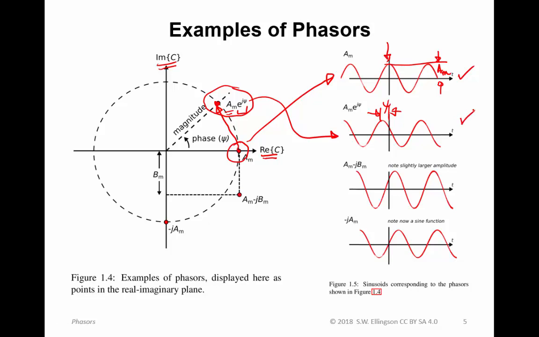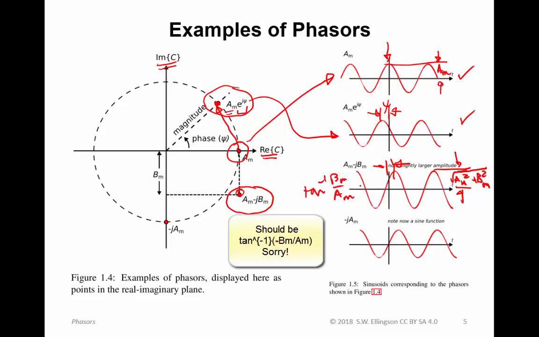A third example is this phasor here, A_m minus j B_m, and A_m and B_m we'll say are real valued quantities, both greater than 0. In this case, the magnitude of the sinusoid that this represents is the square root of A_m squared plus B_m squared. That's the magnitude of this complex value here. And the phase is inverse tangent of B_m over A_m, as you'd expect simply from the properties of complex valued numbers.